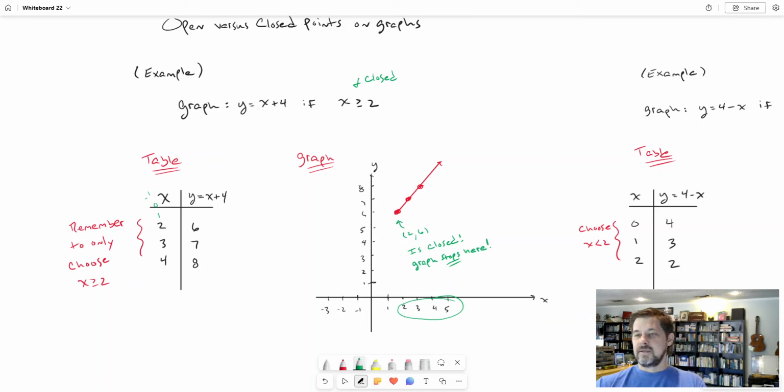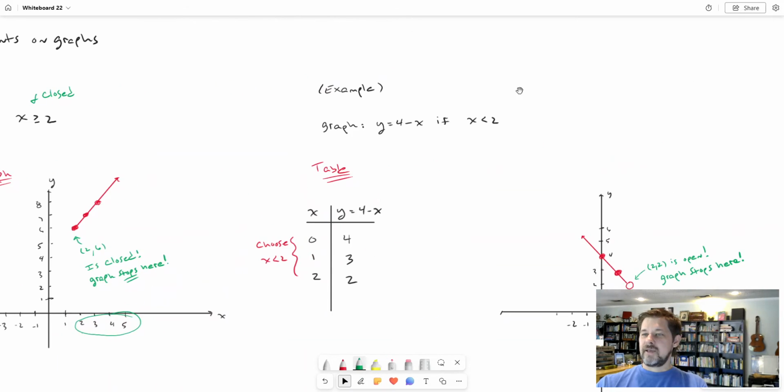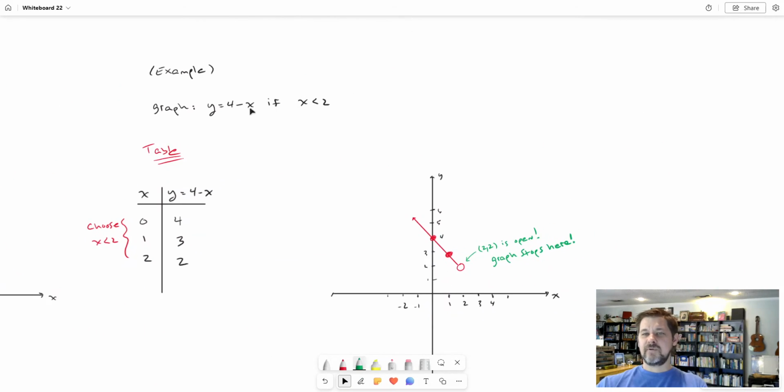All right. Now let's compare that with this one. How can we graph y is equal to 4 minus x if x is less than 2? So again, I take the approach of making a table and getting some points, and using those points to see what the overall pattern is and then draw the graph from there. So what would we choose? x less than 2. Well, I could choose 2, 1, 0.